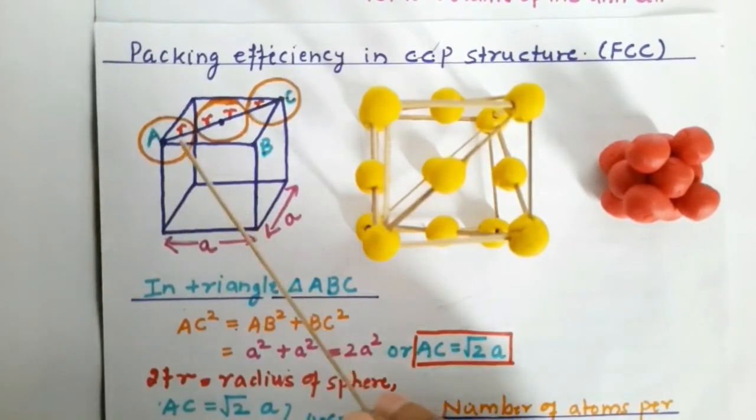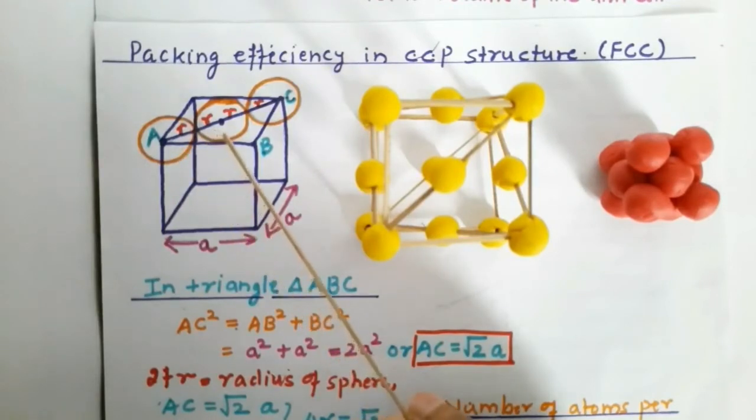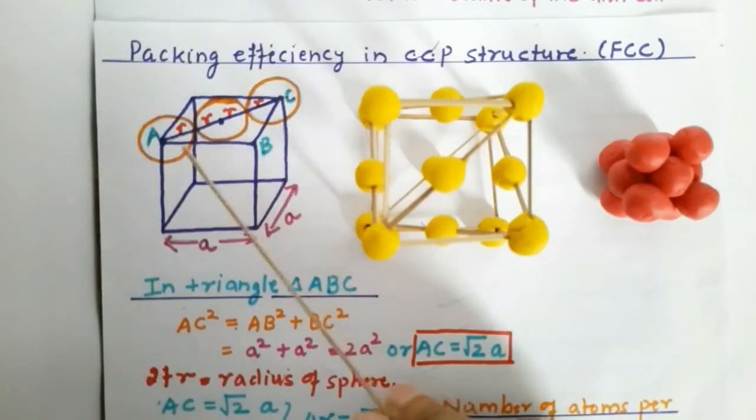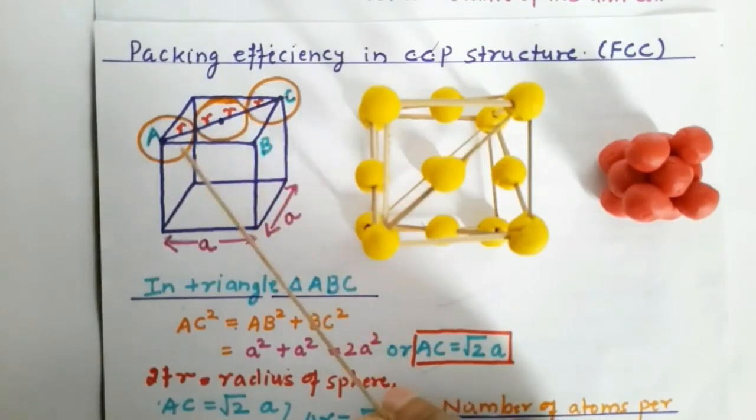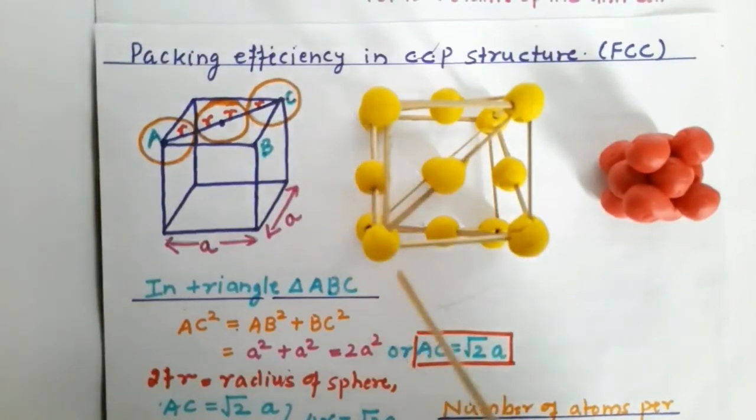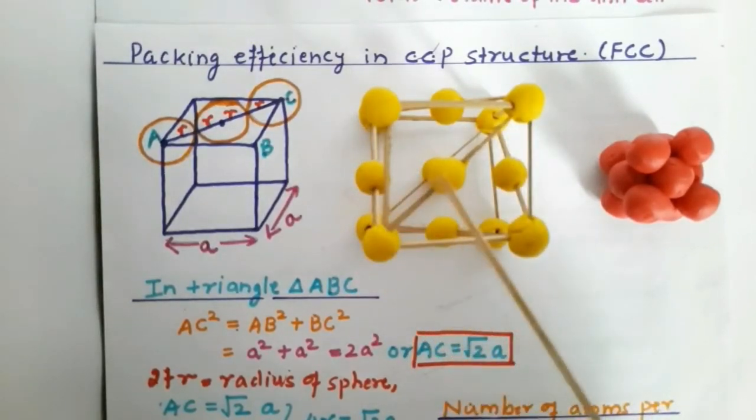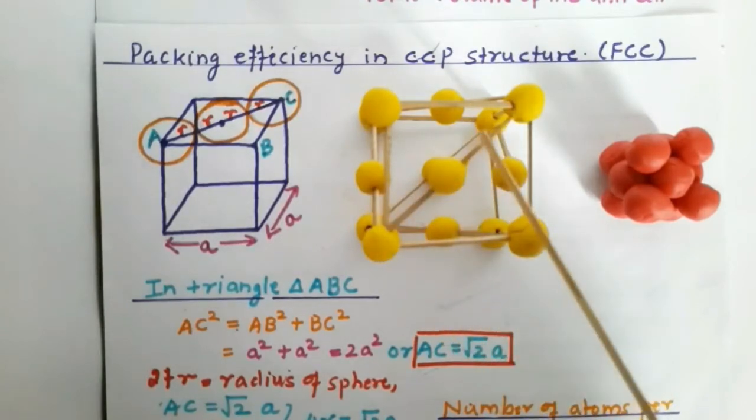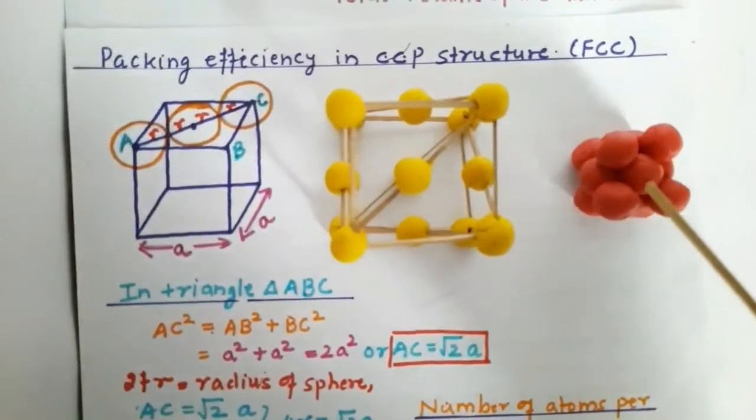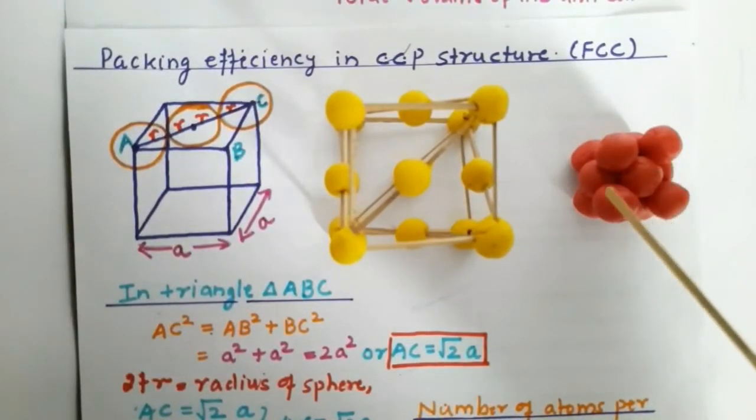Now in this type of unit cell, the spheres which are present along the face diagonal touch each other. So this diagonal AC is made up of 4r: r plus r plus r plus r, that is 4r. AC will be equal to 4r. Here along AC, these 3 spheres, 1, 2 and 3, touch each other. We can see from this model, 1, 2 and 3. These are the spheres which are placed along the face diagonal.